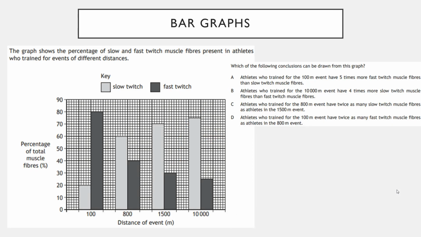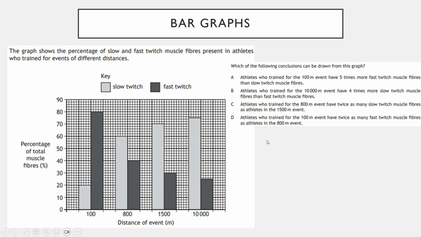You may also have a bar graph, so again it's important to be able to work with these types of graphs and pull out different information. In this one you're being asked to make conclusions. The only way to do that is to test each of those different options and see which is correct. So try this one. You've got your key: the lighter grey is your slow twitch, the darker grey is the fast twitch, and you're comparing the percentage of each muscle fibre at the different distances.